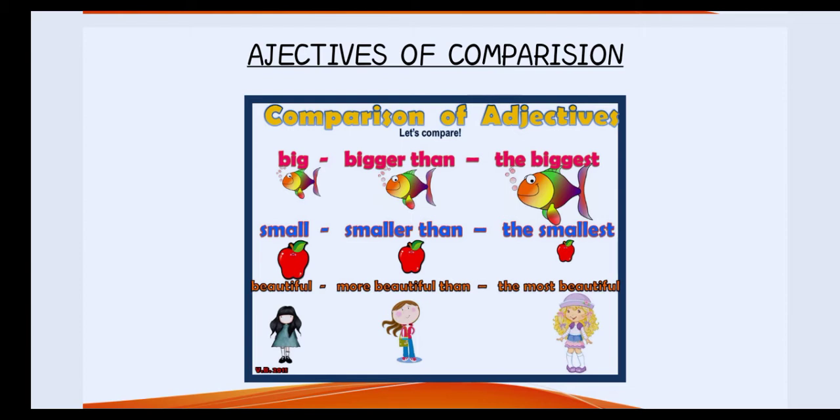What actually the state of the noun or what actually the size of the noun is. So we are using degree, okay. Degree is always used to compare. So we are using positive degree, comparative degree and superlative degree.